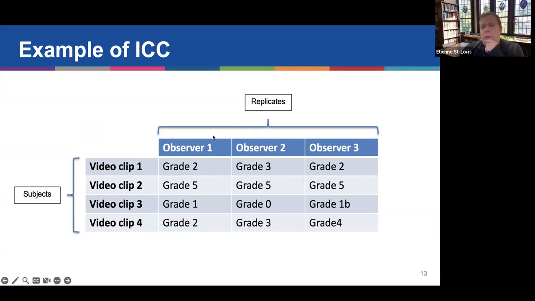And what we call replicates are actually the individual observers who will be viewing the video clips and providing their grading. And so we can tabulate this into a large table, and then the statistical software can generate the value for the ICC, which will vary between 0 and 1. 0 being no correlation at all, and 1 being perfect correlation.